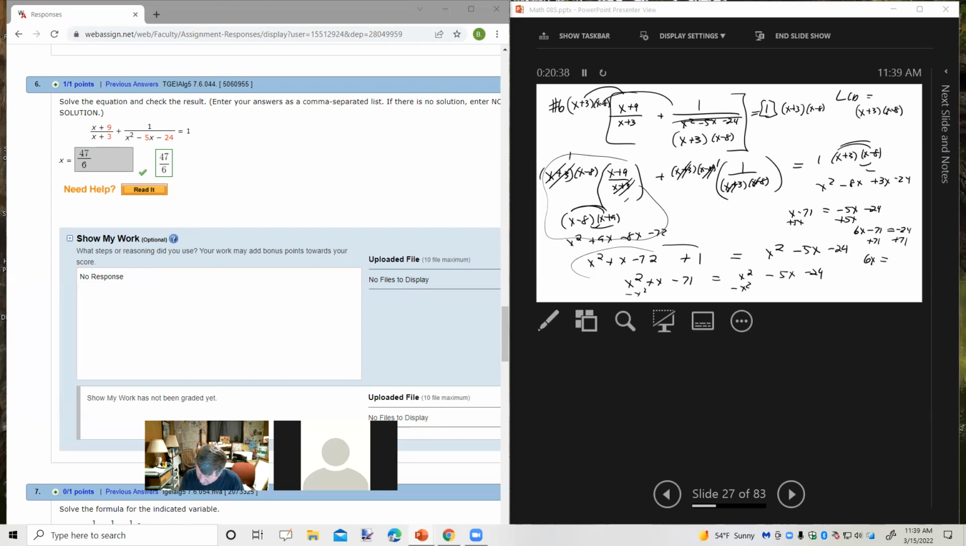71 minus 24 is plus 24. Oh, it's plus 24? Or you could do 71. I thought you said negative 71. So this 71 minus 24 is 47. Divide both sides by 6, x equals 47 over 6. Okay. Ta-da! Okay. I forgot to add the LCD to the 1 on the right side.